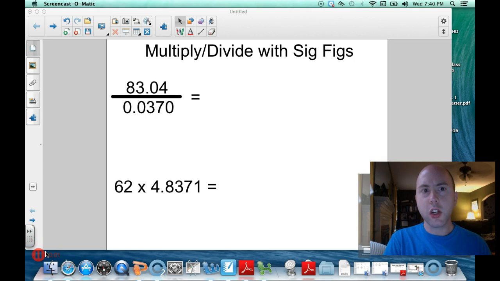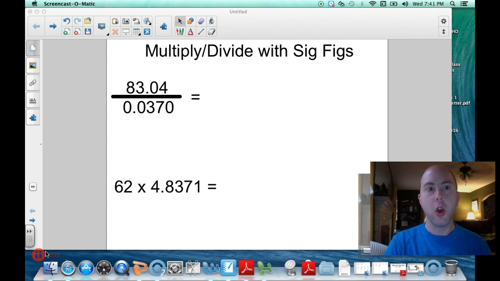Alright, so let's talk about multiplying and dividing with sig figs. When you multiply and divide with sig figs, it's a very different rule. Personally, I think it's one of the easier rules, but what you need to do is look at the fewest number of sig figs. But before you do that, you just do the math like you would any other problem.